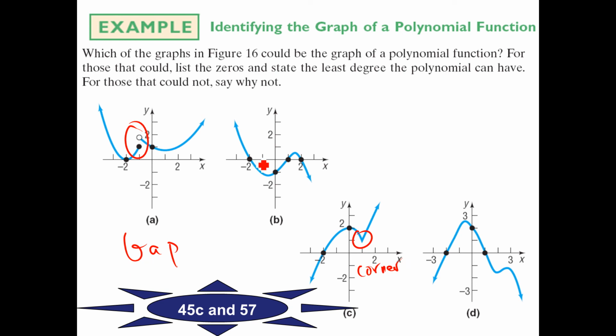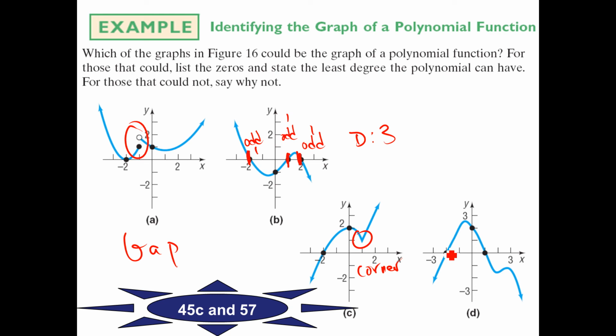All right, this one could, and it could have a 0 at -2. That could be odd. It could have a 0 at 1. That could be odd. And a 2 that could be odd. All right, what's the smallest odd number we have? 1, 1, and 1. So the smallest degree that B could have would be 3.